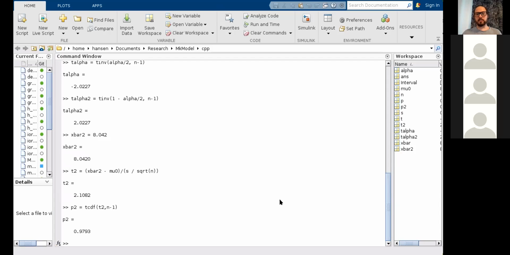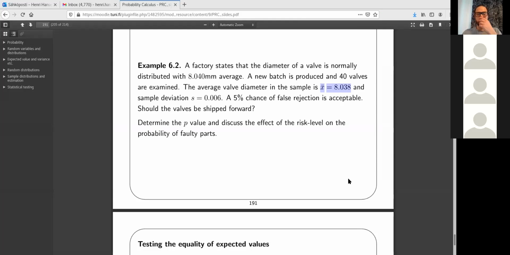I'll try my best to answer those questions, but it turns out, honestly, that often this reasoning in the statistical tests is not always easy. It's not simple.